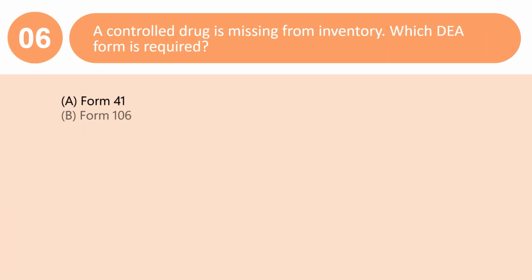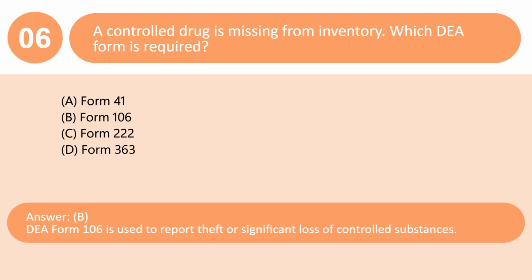A controlled drug is missing from inventory. Which DA form is required? A. Form 41. B. Form 106. C. Form 222. D. Form 363. Answer, B. DA Form 106 is used to report theft or significant loss of controlled substances.